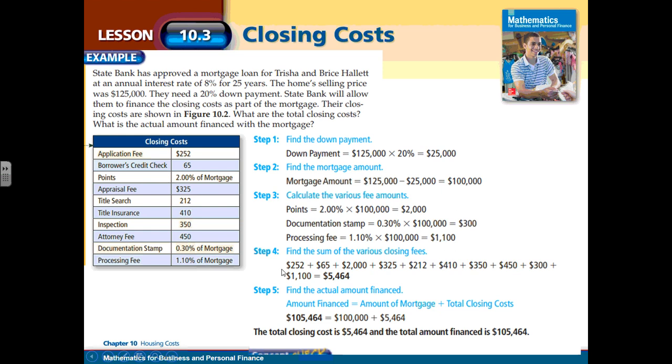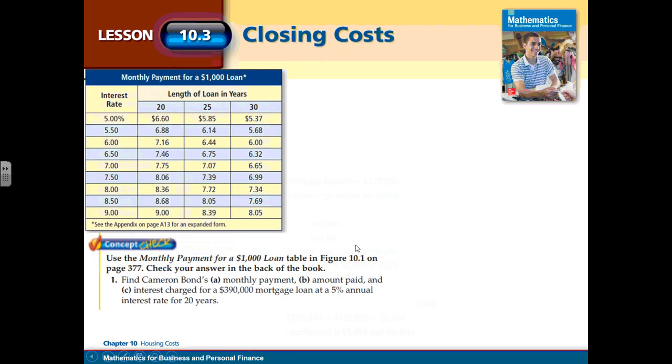Now we're going to add in all those closing costs, everything that's on here, including the percentages we just calculated as well. So we add all those fees together, and we see that our closing costs are $5,464. We're going to add that in to our $100,000, and that's going to be our total loan amount. So 100,000 plus 5,464 is $105,464. That's how much we're financing because they were adding those closing costs in.